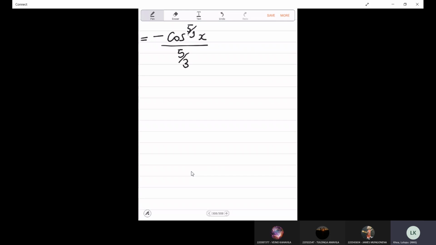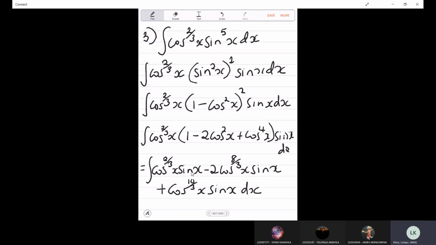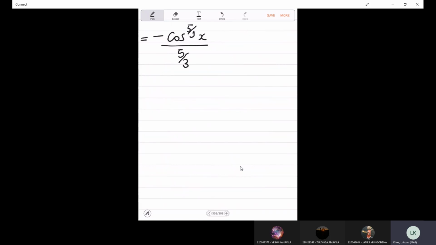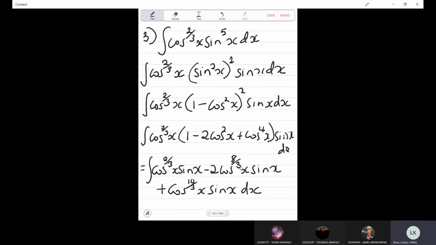And then you do the same thing with the second term. Here, there's already a negative there, so my second term can just be positive. The 2 should remain there. And then we'll say 8 over 3 plus 1, and then divide by 8 over 3 plus 1. So we have positive 2 cos to the power of 8 over 3 plus 1, which is 11 over 3 of x, and then we divide by 11 over 3.